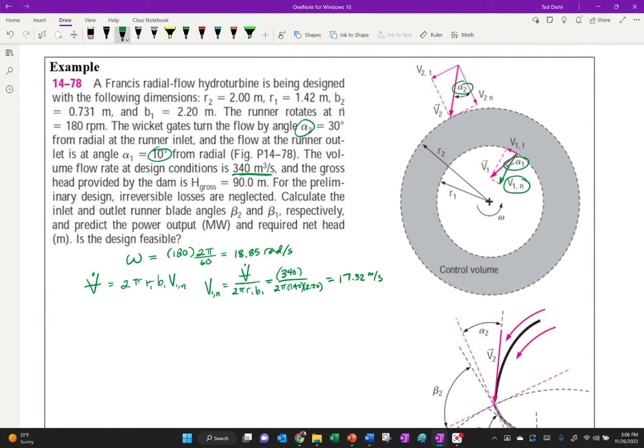So that's that guy right there. So V2N, which is this right in there, is going to be equal to 340 over 2 pi, and now its radius is 2, and its b is 0.731. So we get a velocity of 21.37 meters per second.